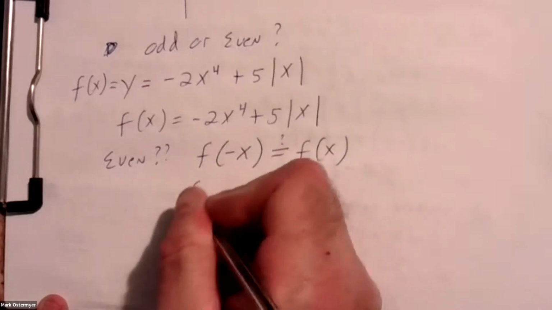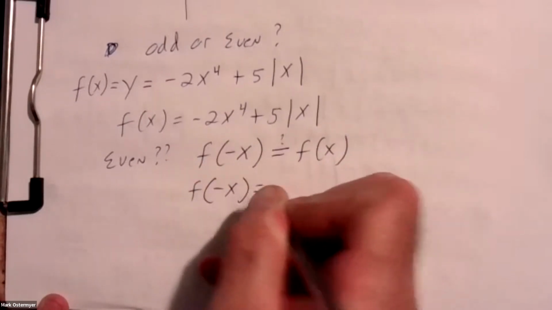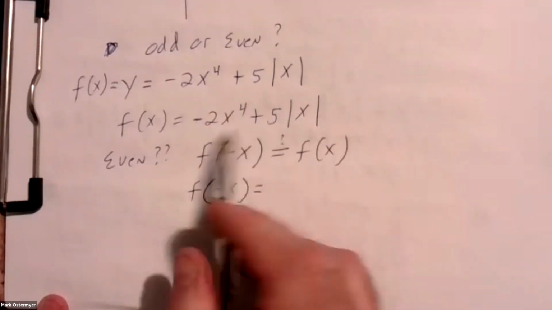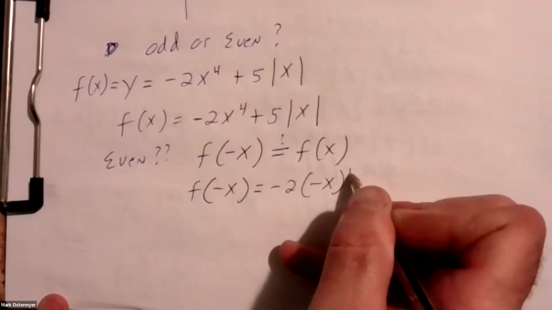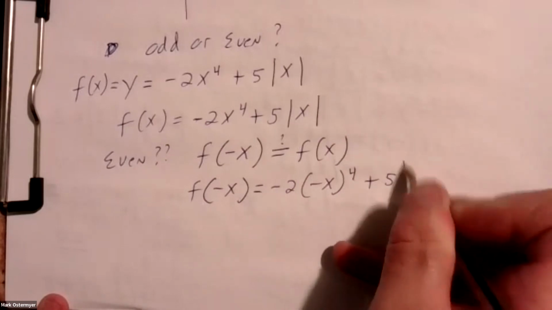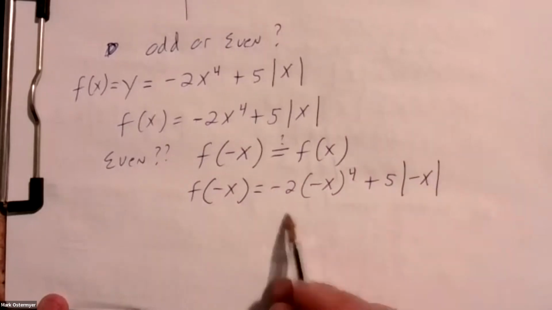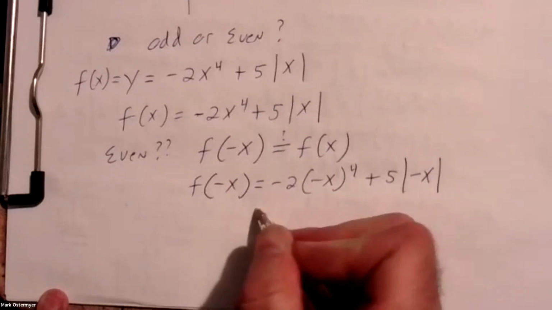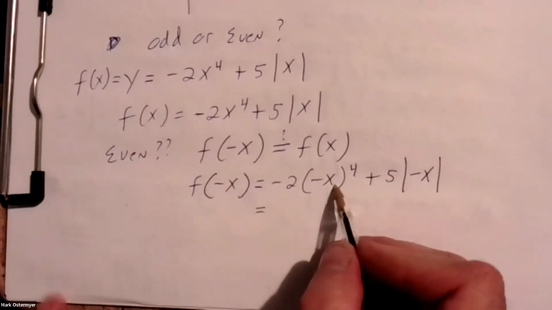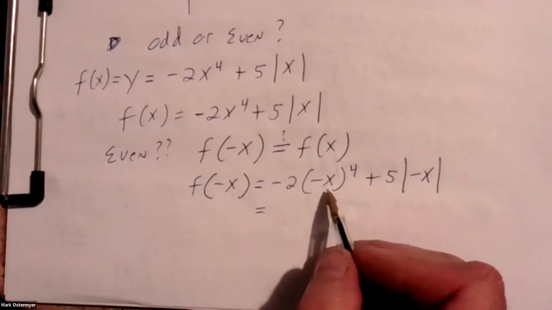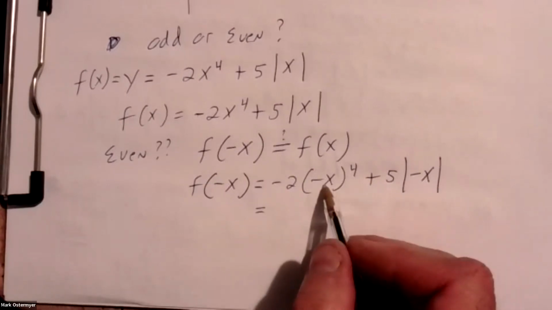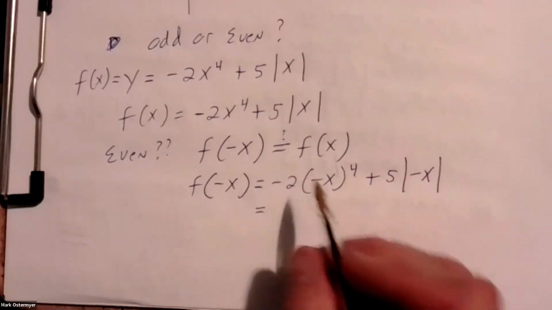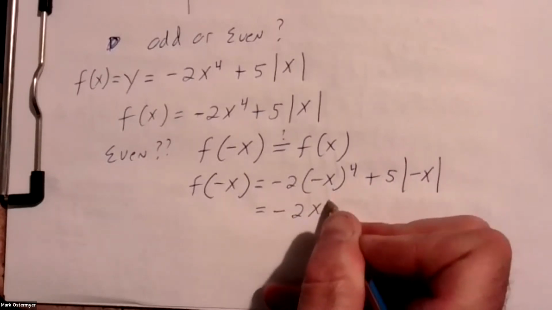Let's see if that's true. So I'm going to replace x with negative x. I'm going to put negative x everywhere I see x in the definition of this function. So we got negative 2 times negative x to the fourth power plus 5 times the absolute value of negative x. And now I'm going to simplify this. Negative x to the fourth power, do you agree, is going to be positive x to the fourth? When you raise a negative to an even power, you get a positive. So this is going to be x to the fourth times negative 2, which is still negative 2x to the fourth.